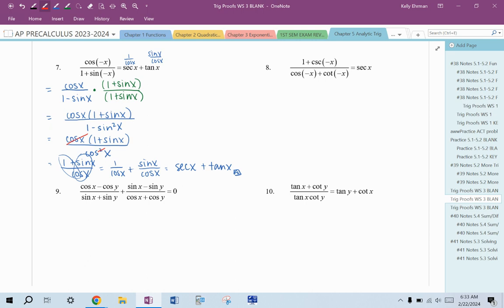All right. Let's start the same way by getting rid of our negative angles. So this is going to be 1 minus cosecant x. Cosine of negative x is just cosine x. Cotangent of negative x is minus cotangent x. Because I have a mixture of different trig types, I'm going to change them all to sines and cosines. So 1 minus 1 over sine x. Cosine x just has to stay. Cotangent is minus cosine x over sine x.